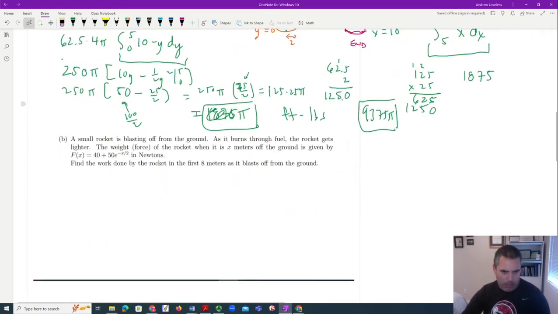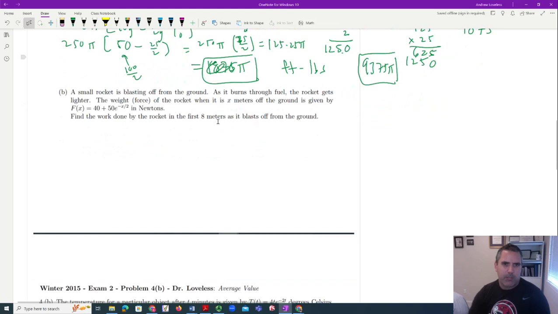Okay, but I want to focus on setup. A small rocket is blasting off from the ground. As it burns fuel, the rocket gets lighter. That's a leaky bucket problem.